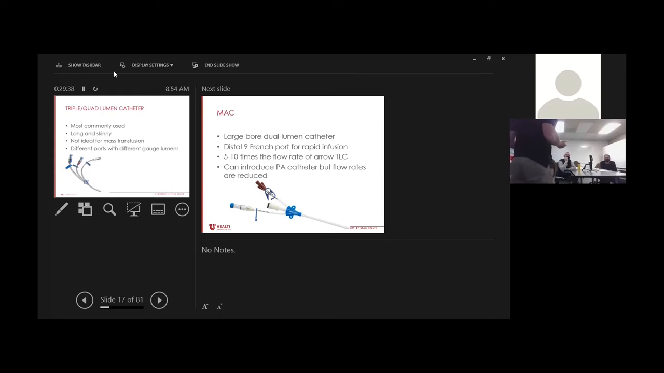So there's no perfect answer. I usually err towards the central line, even if it is a quad and it's long and skinny. But this is what you're going to see most often.